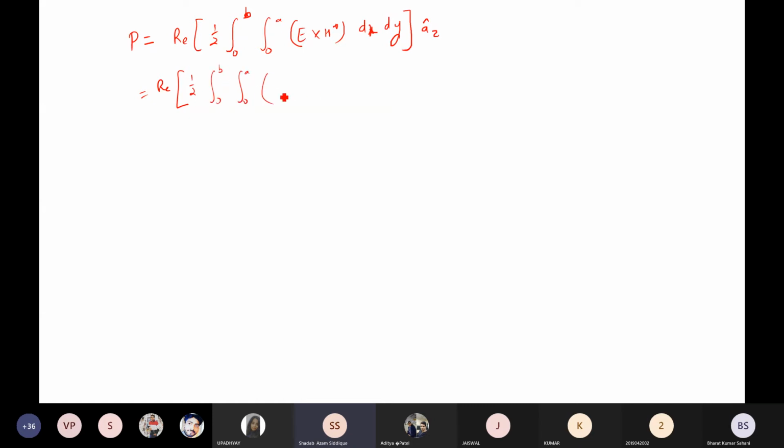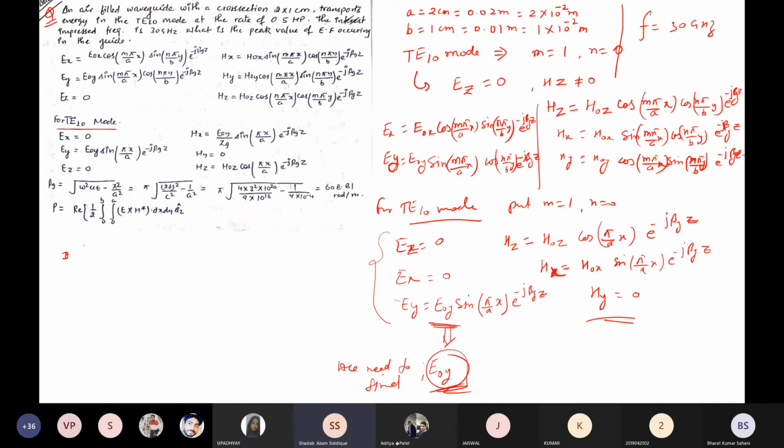First of all, what is the E component we have? The E component is in the y direction. Suppose this is in the y direction, then the magnetic field should be in the x direction.